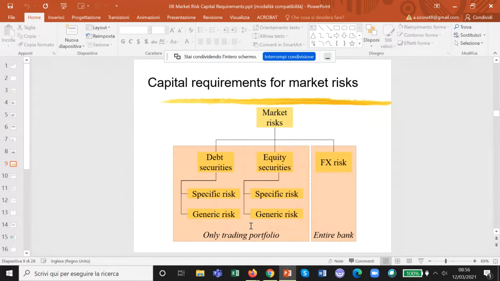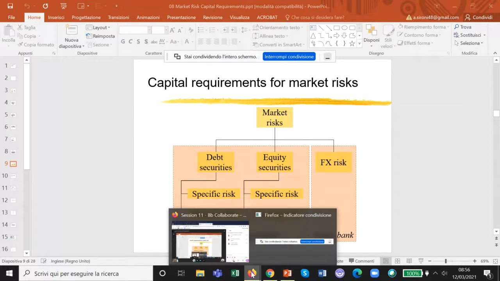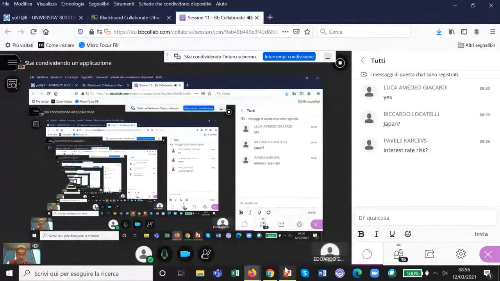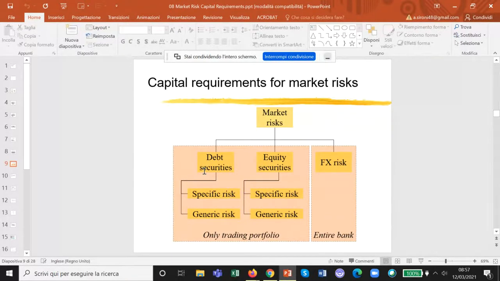So generic risk for debt securities, what is generic risk for debt securities? Who tells me? What is generic risk for debt securities? Well, come on, what is the factor that makes all debt securities lose value at the same time? It's interest rate risk, right? When interest rates go up, exactly. When interest rates go up, of course, all debt securities, all bonds lose value.